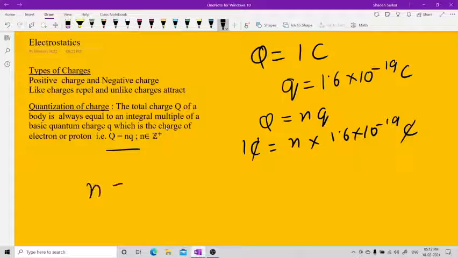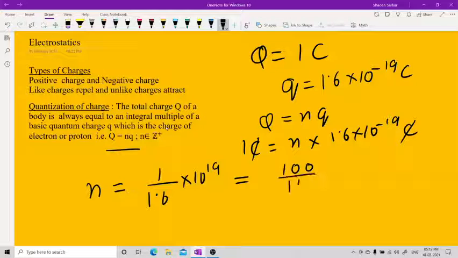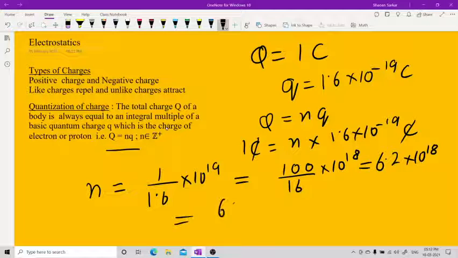Now the number of such protons is 1 upon 1.6 into 10 to the power of 19. Now this is equal to, you make it 100 by 16, and you write it 10 to the power of 18 number of charges. These are the number of positive charges. That is around 6.2 into 10 to the power of 18, that is, you can say this is around 62 into 10 to the power of 17 positive charges. Protons, you can say protons are positive charges.